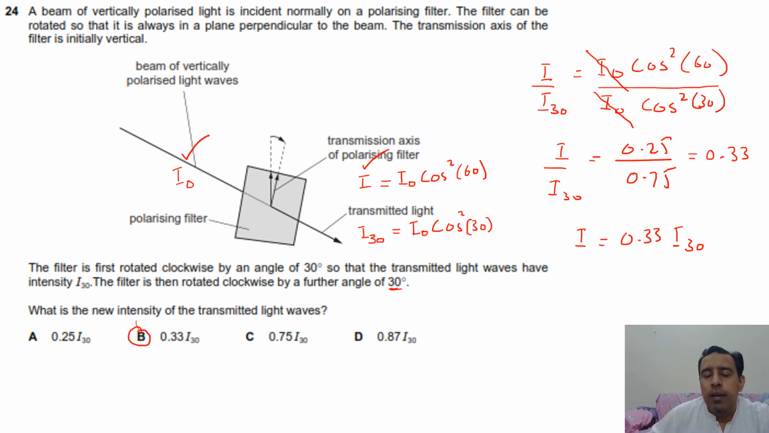Again, the incident intensity is I naught, so for an angle of 30 degrees we have this relation and the intensity is called I30. We have the same filter, again rotated by another angle of 30, so the total rotation is 60, hence this new intensity is to be obtained by I naught cos square 60. So by dividing these two you can get the answer.